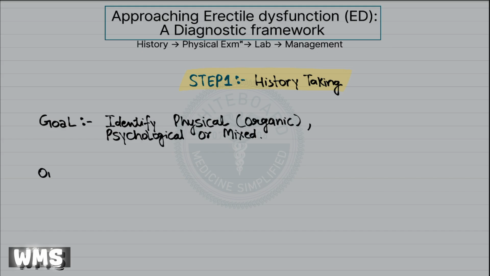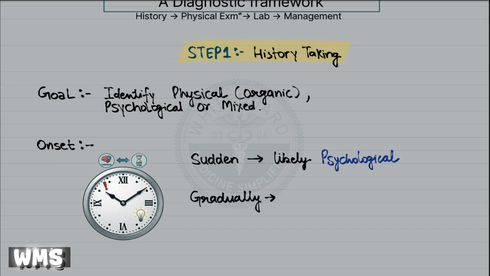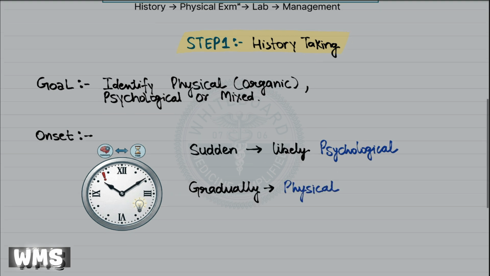First, you should assess the onset. Did it happen overnight? Sudden onset is a classic sign of a psychological trigger. Or did it happen gradually over years? That usually points to a physical cause, often a vascular issue.